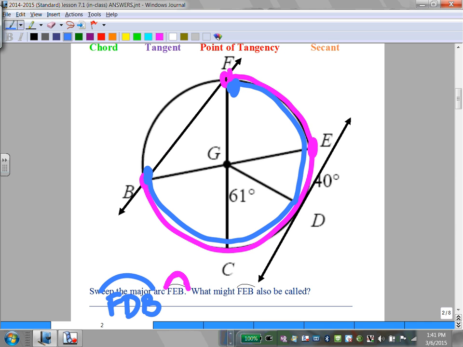Do you notice? Okay, I want you by yourself, not with a neighbor, to come up with 2 other names using 3 letters for that exact same arc. Go. Write it down. 2 other names. Try to find another name there.